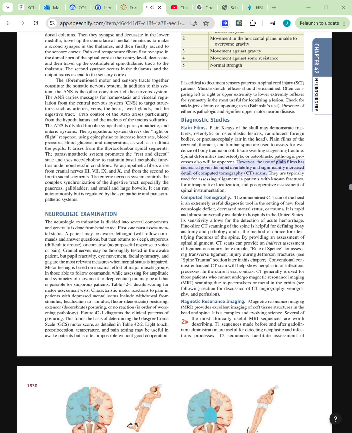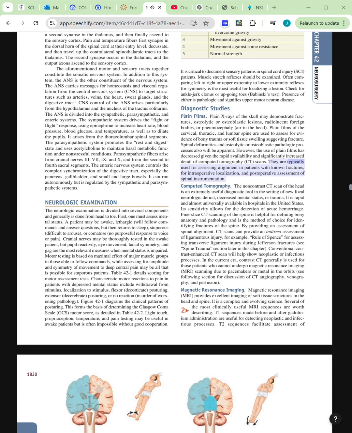Spinal deformities and osteolytic or osteoblastic pathologic processes also will be apparent. However, the use of plain films has decreased given the rapid availability and significantly increased detail of computed tomography scans. They are typically used for assessing alignment in patients with known fractures, for intraoperative localization, and postoperative assessment of spinal instrumentation.